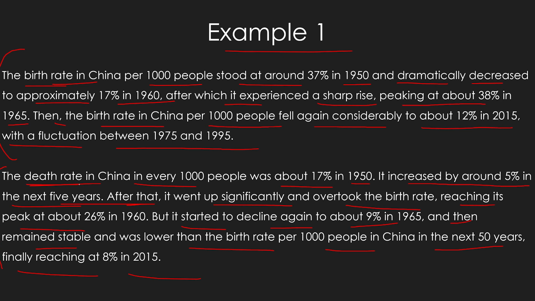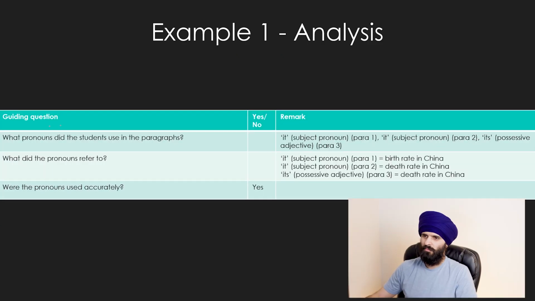Now let's look at the example and the analysis for this. When we look at the analysis for pronouns, what pronouns did the student use in the paragraph? They used "it," right? In paragraph 1 it was a subject pronoun, same in paragraph 2. In paragraph 3 it was like a possessive adjective. So what did the pronouns refer to?